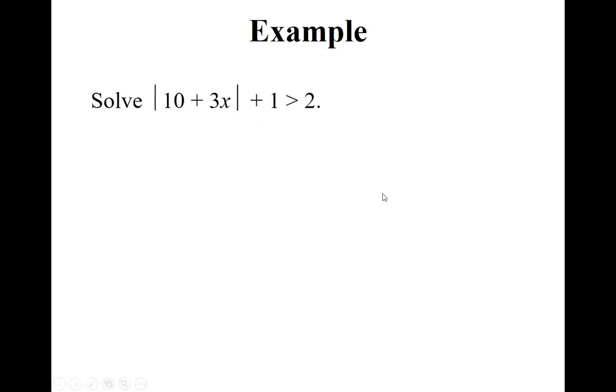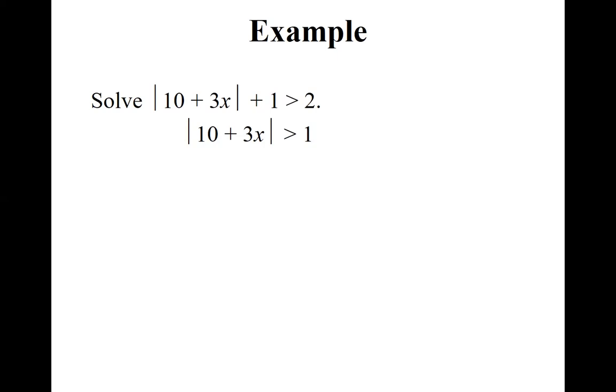So let's take a look at the absolute value of 10 plus 3x, and then outside the absolute value plus 1 greater than 2. We know how to do absolute value greater than. We do not know how to do absolute value plus 1 greater than. So we need to get rid of that plus 1. Subtract 1 from both sides, and we get the absolute value of 10 plus 3x is greater than 1.